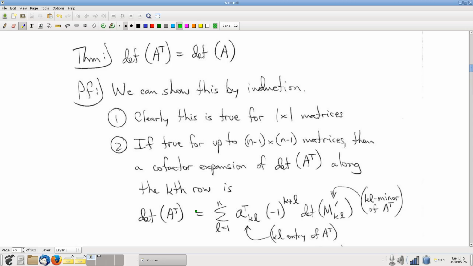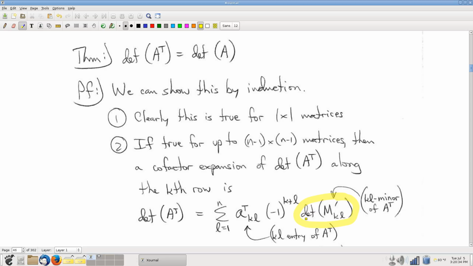The column number, L, ranging from 1 to n, right? Within the kth row. So this is our process of going across the kth row. Here we have the KL entry of our matrix. Here we have our minus signs. And now this notation here is intended to represent the corresponding minor.